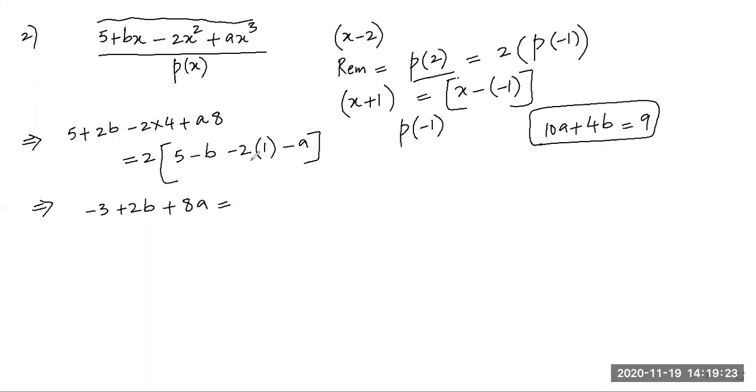This is 5 minus 2. 5 minus 2 is how much, Sagun? 5 minus 2 is 3 minus b minus a. So if I multiply by 2, it will be 3 2s are 6 minus 2b minus 2a. Am I right? Beautiful. So now I'll collect all the terms a and b on one side. So this is 2b plus 8a plus 2b plus 2a would be equal to 6. Let me take 3 on the other side, plus 3.